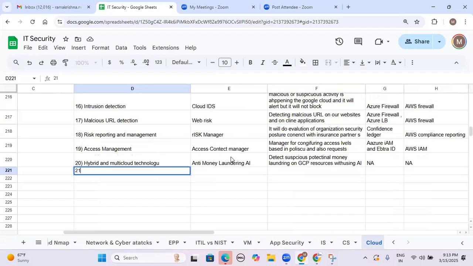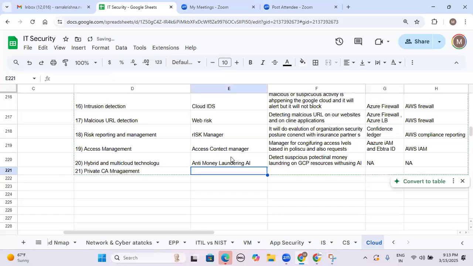So next one is private certificate authority management. So this one we can call it certificate authority service. What this certificate authority service in the Google Cloud Platform will do is simplify the deployment and also managing of the private certificate. So whatever self-signed certificates we are using, the certificate authority name on Google side, we can call it as Google Trust Services.